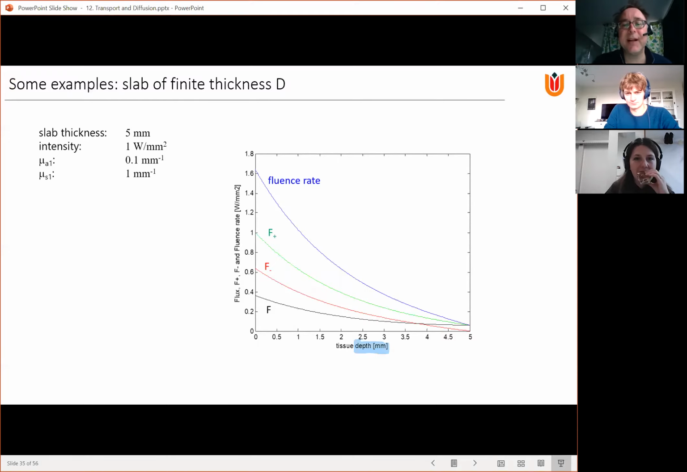And what you see in the graph on the horizontal axis is depth into the tissue, and on the vertical axis you see all these parameters that we have been calculating. So we have in green the flux in the positive direction, in red the flux in the negative direction, in black F is the net flux, and in blue is the fluence rate. Is there anything that strikes you about this graph? Anything that you notice?